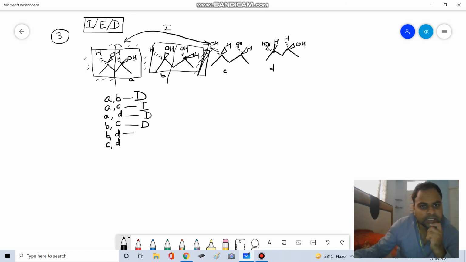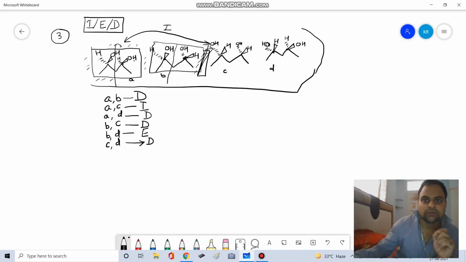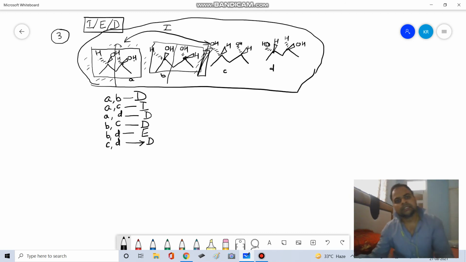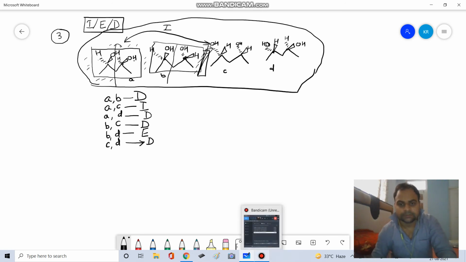So B and D are non-superimposable mirror images of each other, so they are enantiomers. And C and D, again we know they are diastereomers. A and C are identical, so although 4 configurations are written, actually there are only 3 configurations, because A and C are identical to each other.